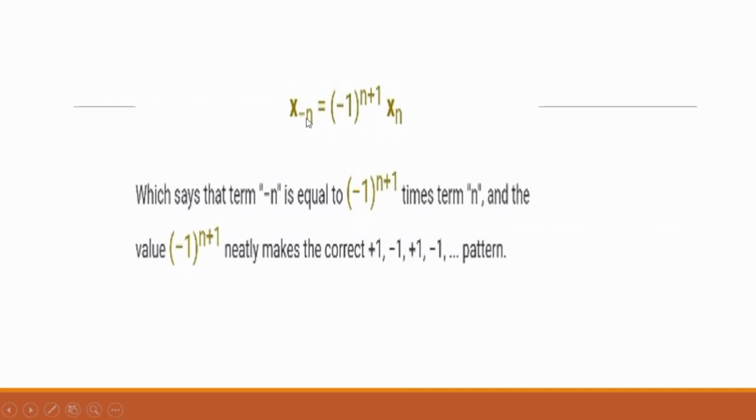Formula natin dito is x sub negative n is equals to negative 1 raised to n plus 1 times x sub n. Which says that term negative n is equals to negative 1 raised to n plus 1 times term n, and the value of negative 1 raised to n plus 1 neatly makes the correct sign. Positive 1, negative 1, positive 1, negative 1. That is the pattern. Okay, naiintindihan niyo, class?